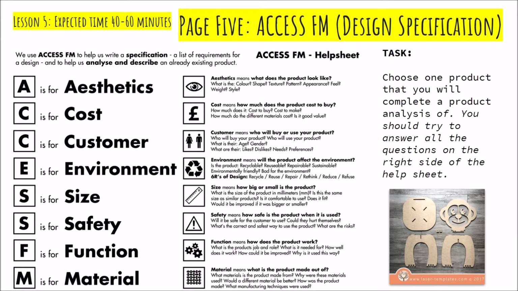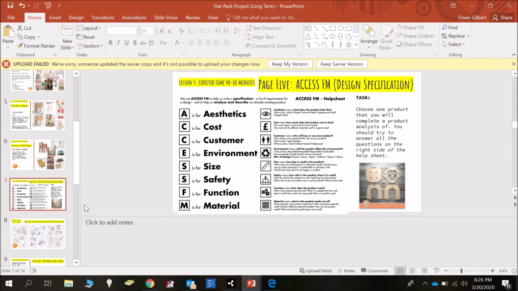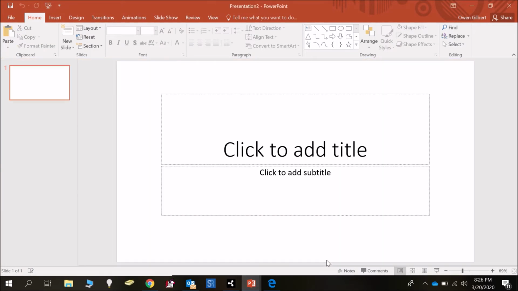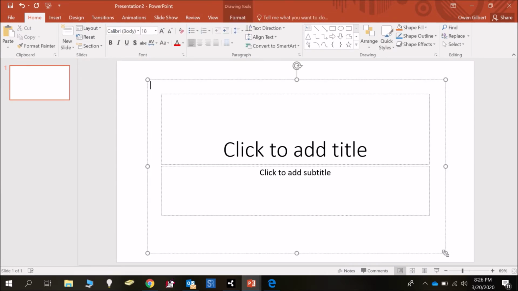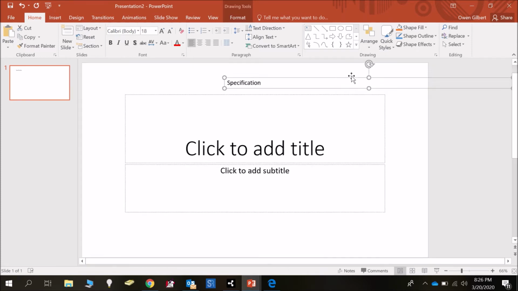Now, how do you find this information out? Hopefully, through all the research that you've just done with the mood boards and analysing the existing products, you will have a good idea about actually filling in this information already. So what I want you to do is open up your PowerPoint presentation. I want you to add in a text box like so, and the title will be specification. You can make that bigger and put that in the center.